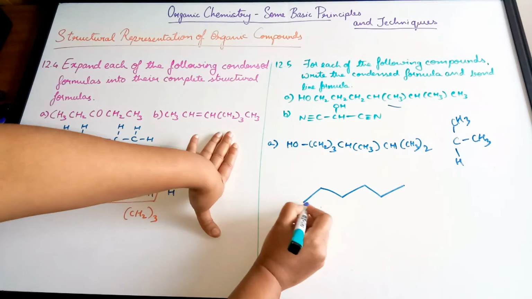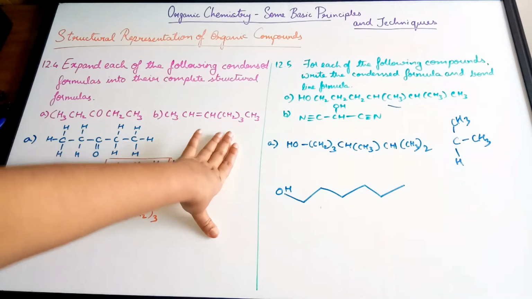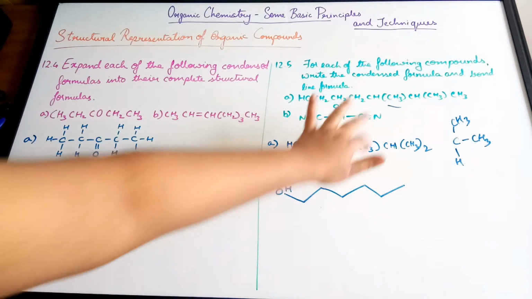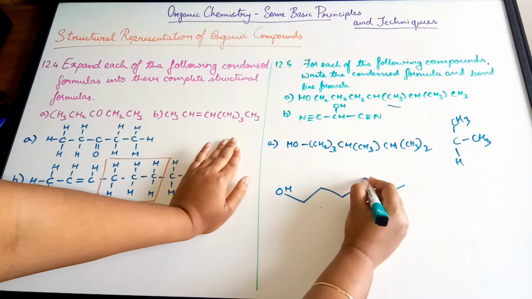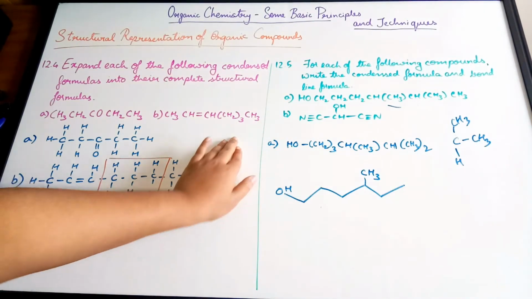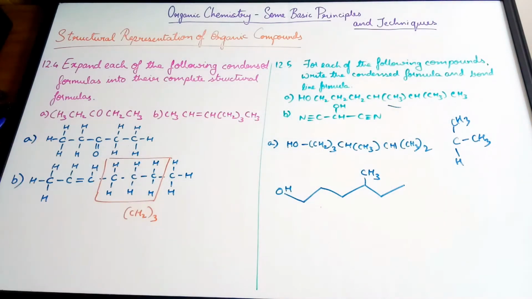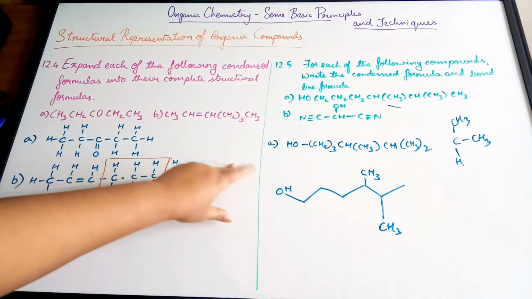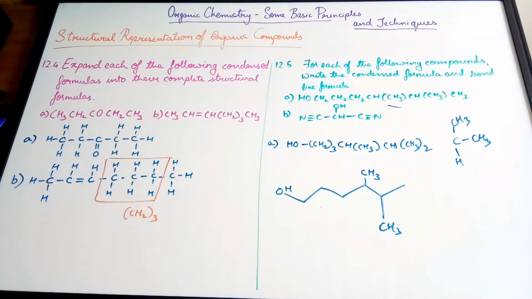Now the first one is not an alkyl or a methyl group, but it is an OH. So we have to write OH. Now first, second, third, fourth. The fourth carbon is bound to another CH3 group. So 1, 2, 3, 4 CH3. And we also know that this carbon is bound to 2 CH3 groups. So here it will again be written as CH3. So this is the bond line formula for this particular molecule.